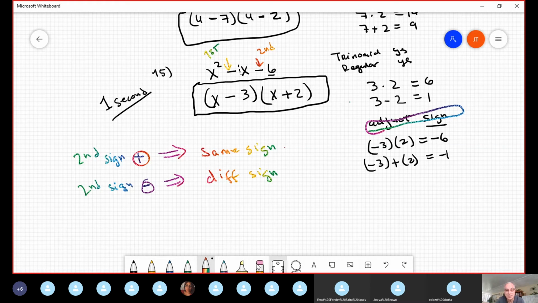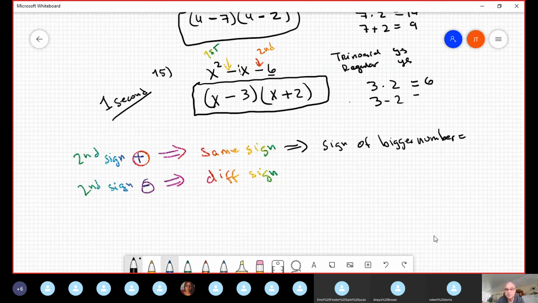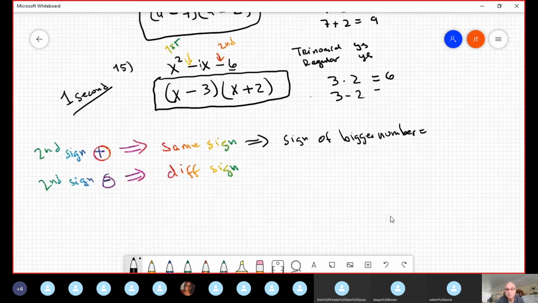Let me erase that part. What sign do I adjust? Bueno, it is the sign of the bigger number, equal to the first sign. Okay.